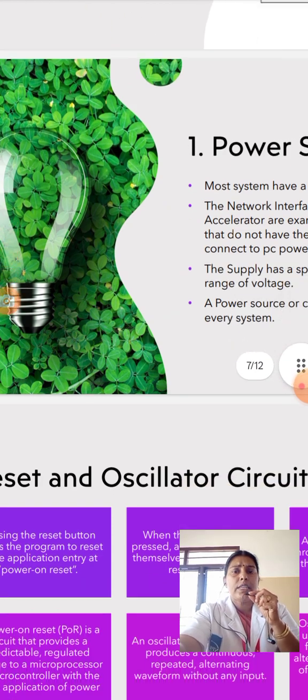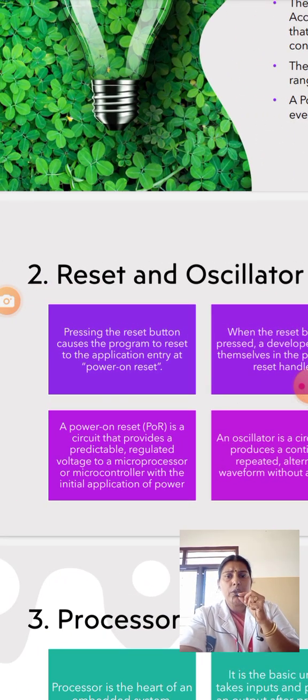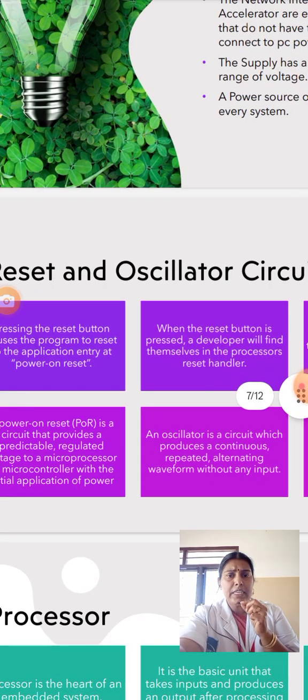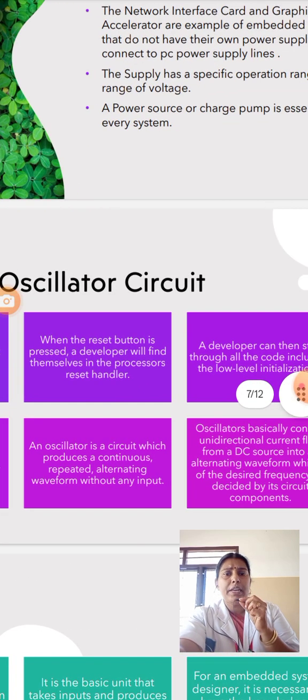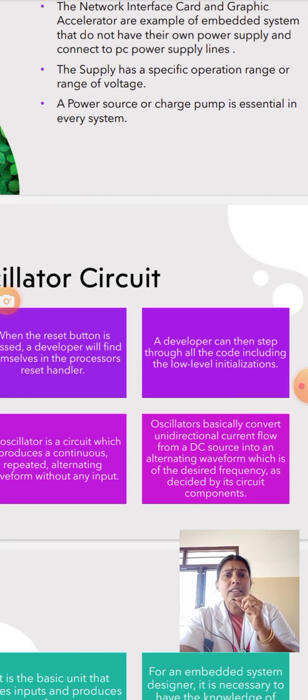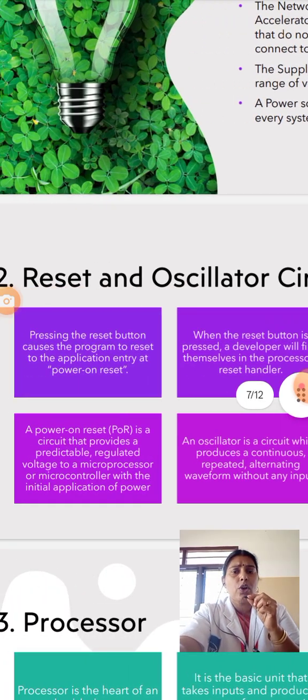Next will be the reset and oscillator circuit. Pressing the reset button causes the program to reset to the application entry at power on reset. A power on reset is a circuit that provides a predictable regulated voltage to a microprocessor or microcontroller with the initial application of power. When the reset button is pressed, a developer will find themselves in the processor's reset handler. A developer can then step through all the code including the low-level initialization. An oscillator circuit produces a continuous repeated alternating waveform without any input. The oscillators basically convert unidirectional current flow from a DC source into an alternating waveform which is of the desired frequency as decided by its circuit's components.